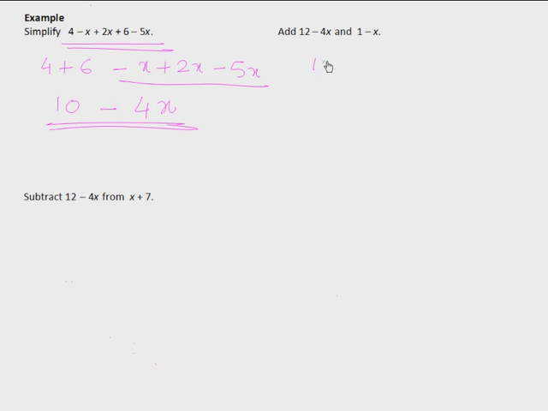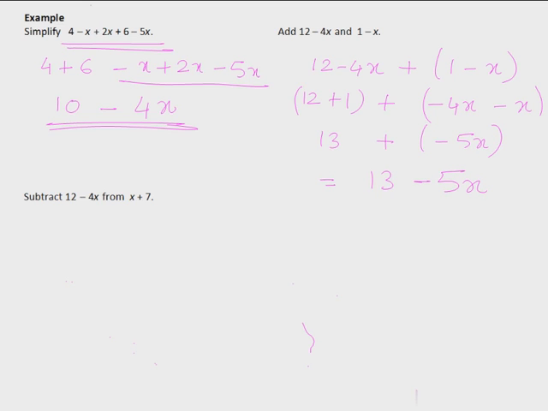How about this one? Add 12 minus 4x and 1 minus x. So that's 12 plus 1 and minus 4x minus x. I've grouped the constant terms and I'm grouping the x's. 12 plus 1 gives me 13 and minus 4x minus x gives me minus 5x. So this can be written better as 13 minus 5x. 13 plus minus 5x can be written as 13 minus 5x. So that's the addition of these two expressions.